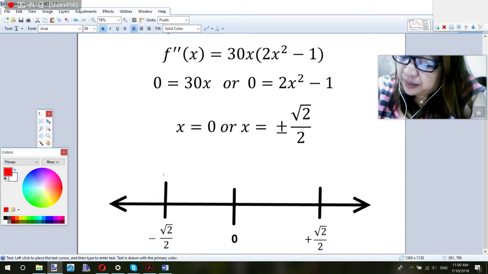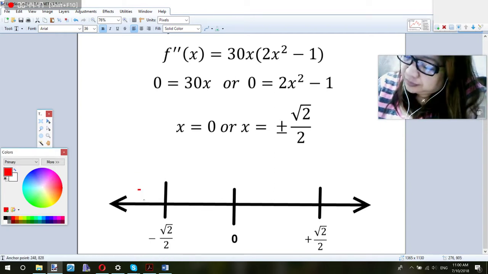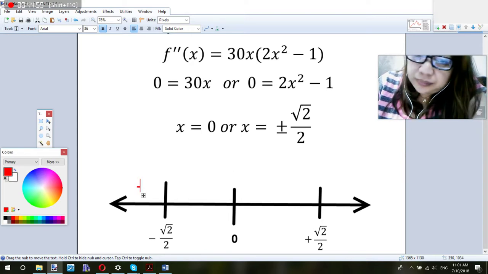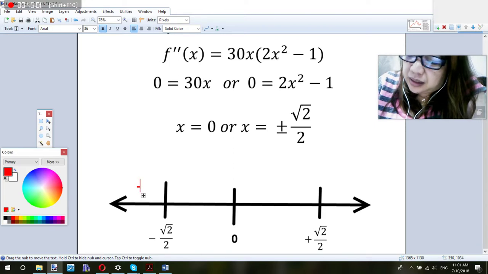It's going to be negative. Okay, it's going to be negative. Then I need a point that I know is between negative root 2 over 2 and 0. So let me stop for a minute. Roughly, what is root 2? Or can I squeeze the square root of 2 between 2 points?